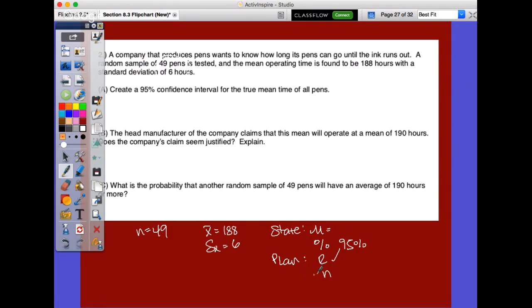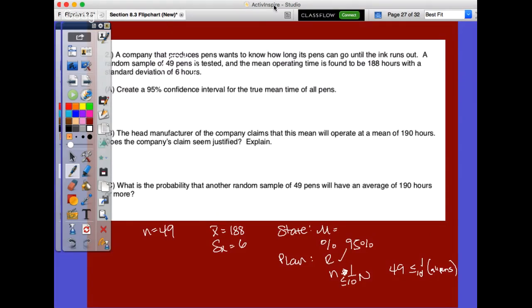10% condition, and I would actually state this. I'm doing shorthand, which is totally not good for the test, but I just want to make sure we can fly through. Michael had a question on the B and C, and I'll get to that. The sample is less than 1/10 of all pens. So if I was writing this, all pens. Okay, cool. That's going to be true.